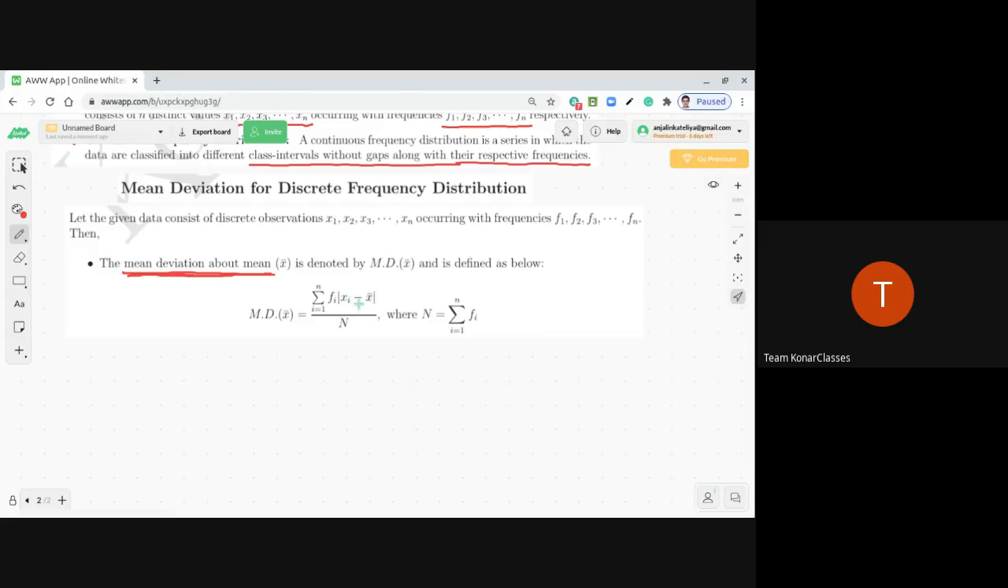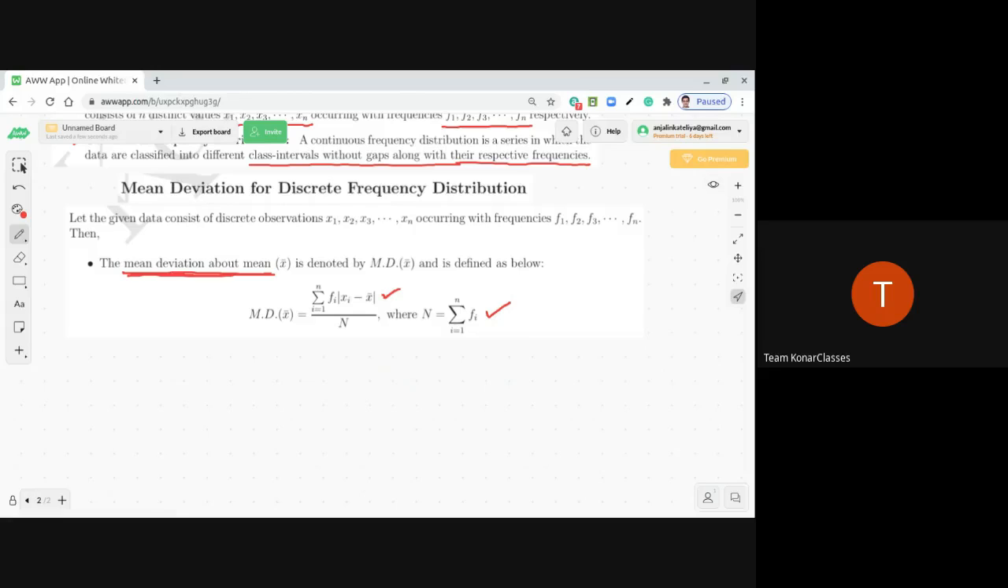It is the summation of fi times the absolute value of xi minus x bar, divided by n. Here fi is the frequency of the ith value xi, and n is the sum of all these frequencies. In simple terms, for the numerator you add up fi times |xi minus x bar|, where xi minus x bar is taken as an absolute value.